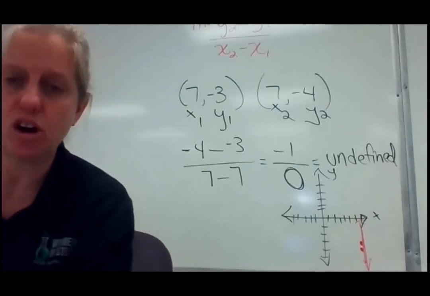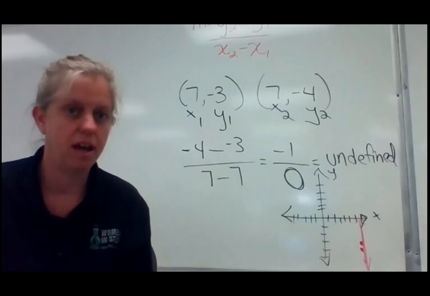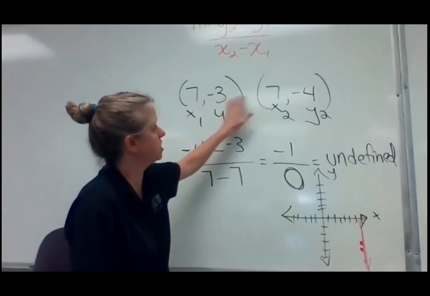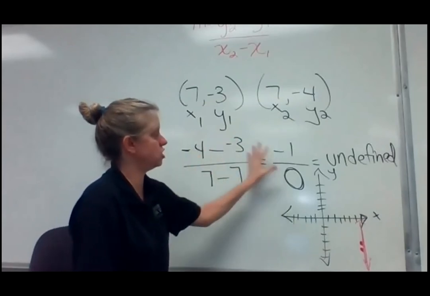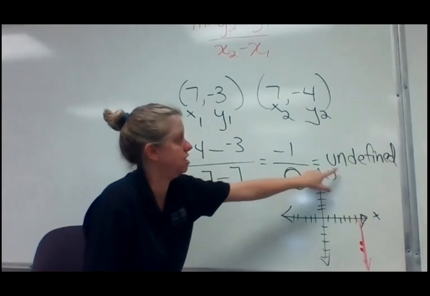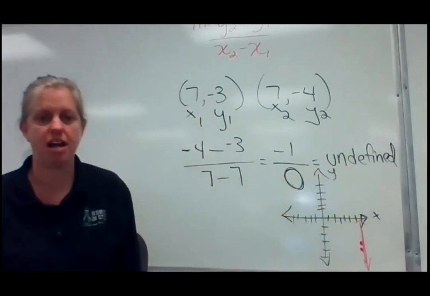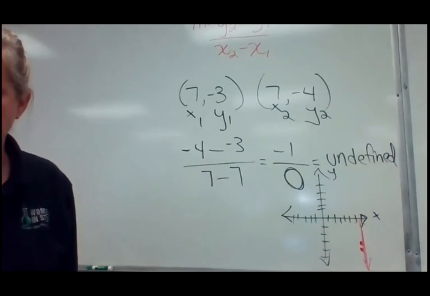So that's why vertical lines have undefined slopes, because if you use 2 points from them and plug those 2 points into the slope formula, it's going to give you the 0 in the bottom of your fraction. That's what makes it undefined. All right, number 11.